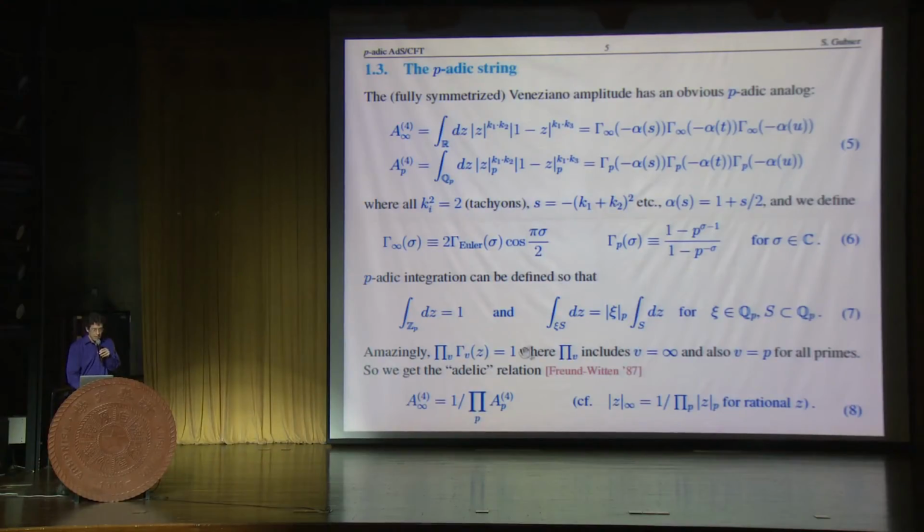An amazing fact is that the product of all the local gamma functions equals 1. And this leads to a so-called adelic relation, first written down by Freund and Witten in 1987. For the Veneziano amplitude, you write the Veneziano amplitude as 1 divided by a product of p-adic amplitudes. This amazing formula may seem a little less surprising if you check that for a rational number z, the ordinary absolute value of the rational number, which I denote as absolute value with subscript infinity, is similarly 1 divided by the product of the p-adic absolute values.